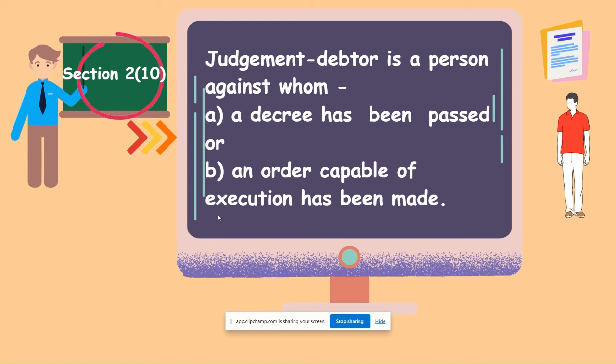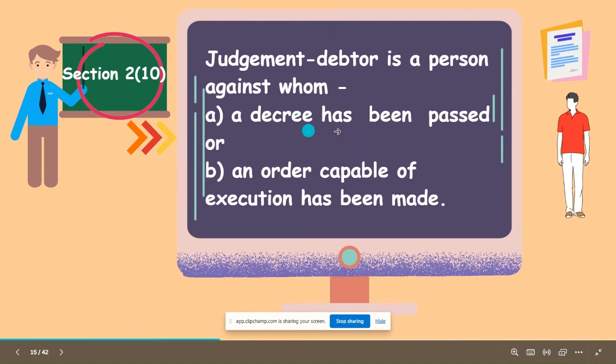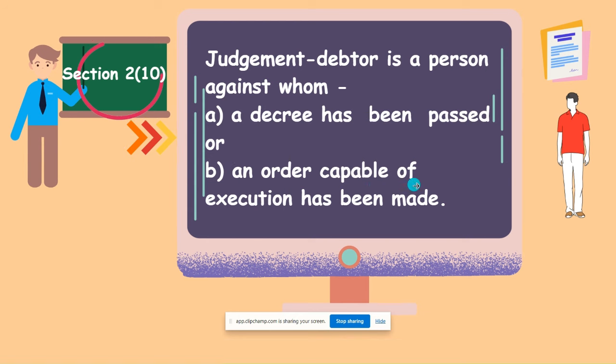Judgment debtor is a person. Section 2, subsection 10 defines judgment debtor. Judgment debtor is a person against whom a decree has been passed or an order capable of execution has been made. Similar to the decree holder, where we have seen that a decree holder is a person in whose favor, here about the so-called judgment debtor, it is against whom a decree has been passed and an order capable of execution has been made. So it is the opposite of the decree holder.